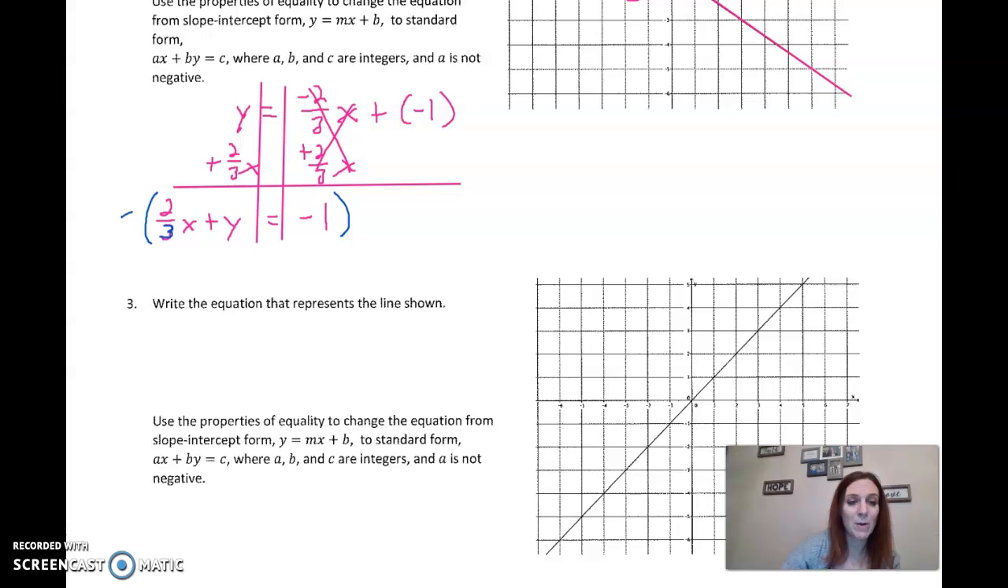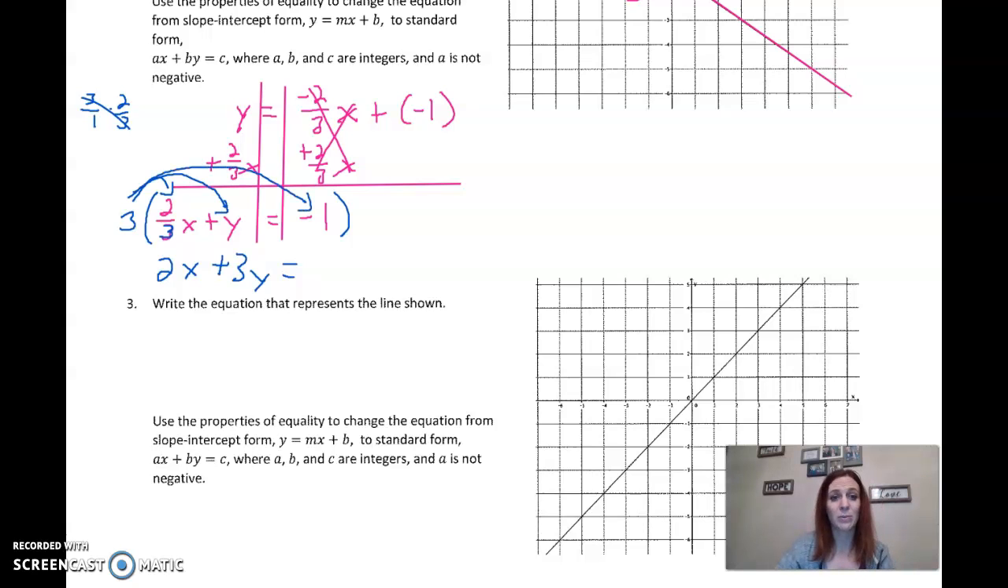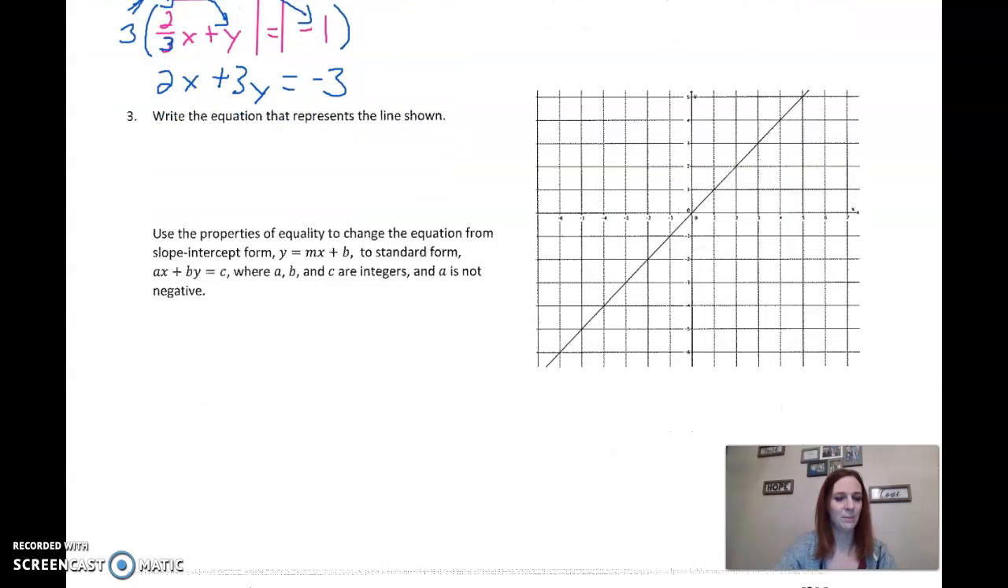Here's why. If I multiply this and use my distributive property, 3 times 2/3, 3 over 1 times 2/3, those 3's cancel, and I'm just left with 2x. Positive 2x, yay, plus, go 3 times y, you get 3y, equals, and then don't forget, whatever you do to one side, you gotta do the other. 3 times a negative 1 is a negative 3. There, 2x plus 3y equals negative 3. Again, 2, 3, and negative 3 are integers, and the coefficient of x is positive. Okay, let's try one more example.